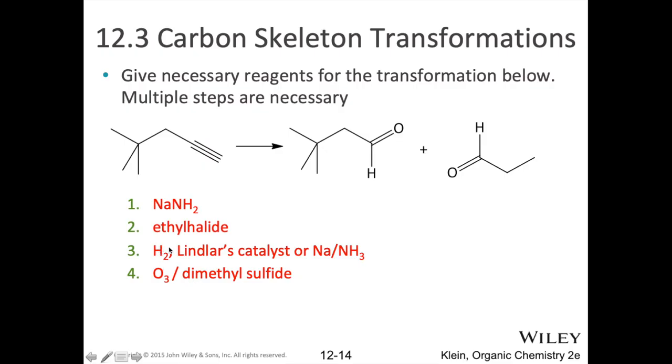So using hydrogen and either a poison catalyst like Lindlar's or using dissolved sodium in ammonia, you will make a corresponding alkene. It actually doesn't matter which alkene you use. You could get the cis alkene using your Lindlar's catalyst, or you could get the trans alkene using the dissolved metal reaction. But the bottom line is your alkene can then undergo ozonolysis using ozone and dimethyl sulfide, and that'll give you that final product you see here.